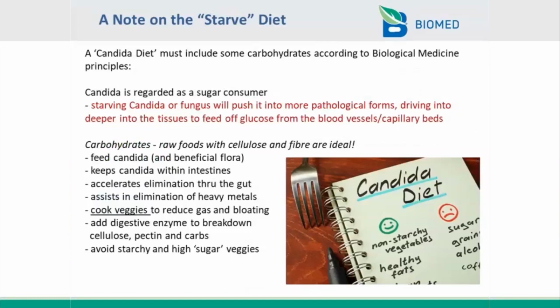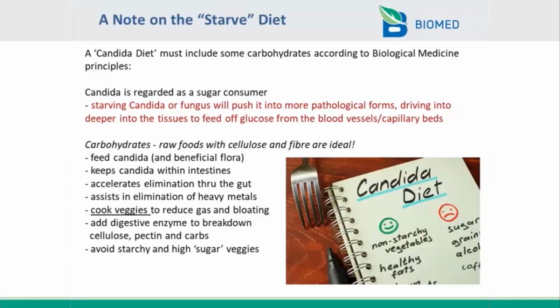Okay, and then a note on a starved diet, because this is probably one of the hardest things that people try to do for 3 months, and they're not always very successful, or there's a lot of rebounding that happens afterwards. And so a starved diet is cutting out all carbohydrates and all sugars and fermented foods and yeasts and mushrooms and alcohol and vinegars. And so again, when we're talking from the biological medicine perspective and understanding Candida and working with Candida and shifting the environment in the body to support healthy Candida, we don't necessarily need to starve out the Candida.